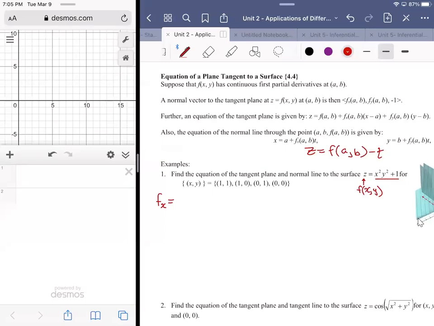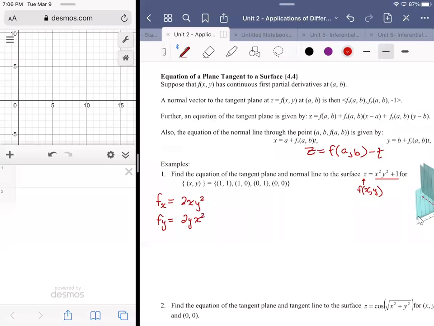It's very simple because everything that doesn't involve an x is treated as either a constant or a constant multiplier. So x squared has a derivative of 2x. The y squared comes along for the ride, the 1 goes away. The f sub y would be the same idea, except we'd be taking the derivative of the y part of it, which is 2y, bringing the x squared along for the ride, and the 1 goes away again.